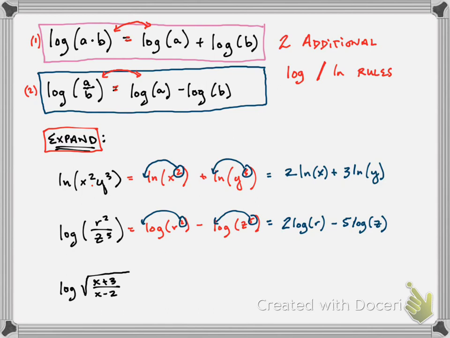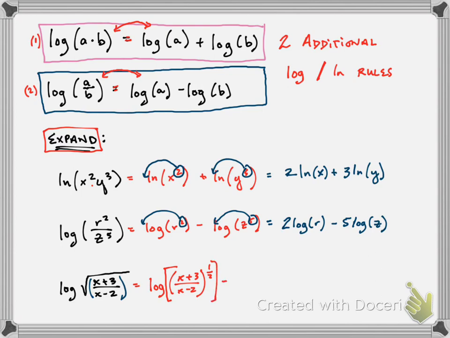In the third example, we're taking the square root of this entire fraction, x plus 3 over x minus 2. And so I'm going to initially rewrite this using a fractional exponent. So I'll write this as the log of x plus 3 over x minus 2 to the 1/2 power. And so I'm taking the log of that fraction raised to the 1/2 power.